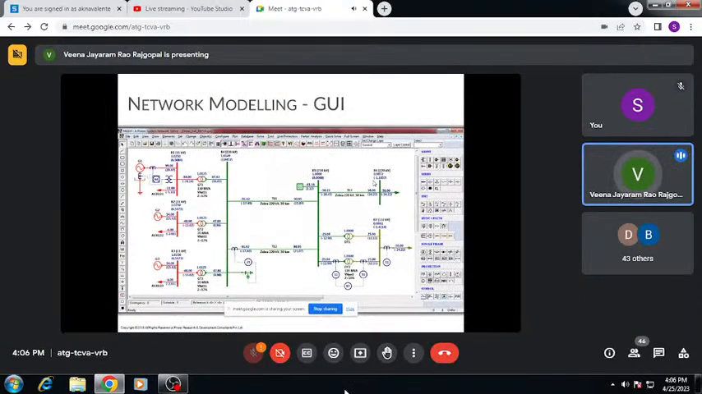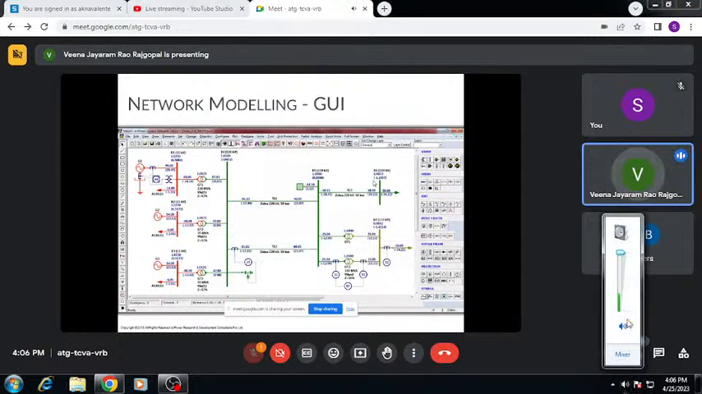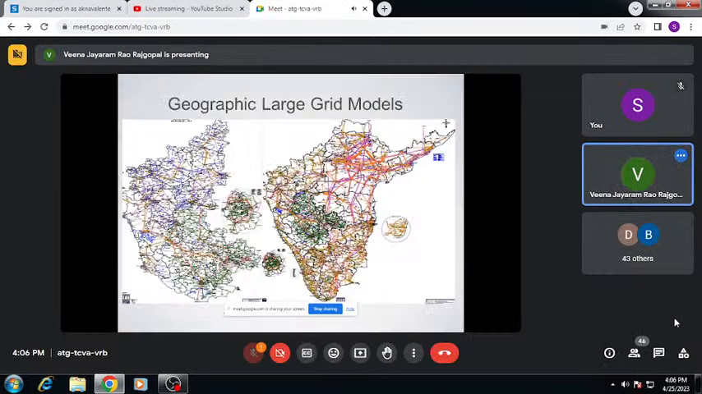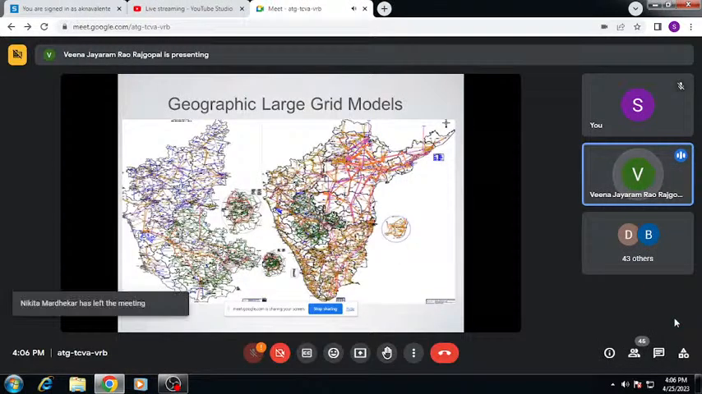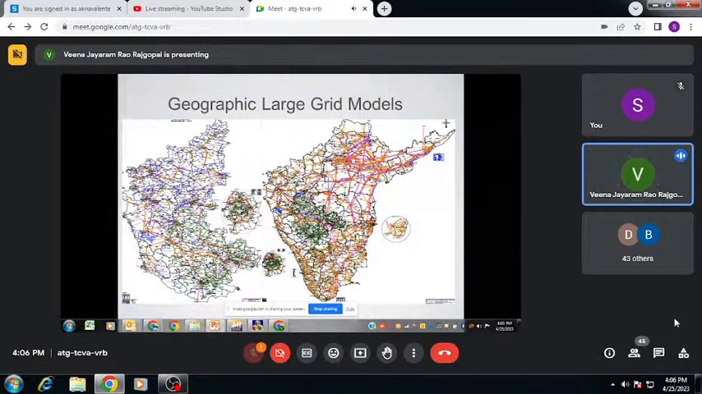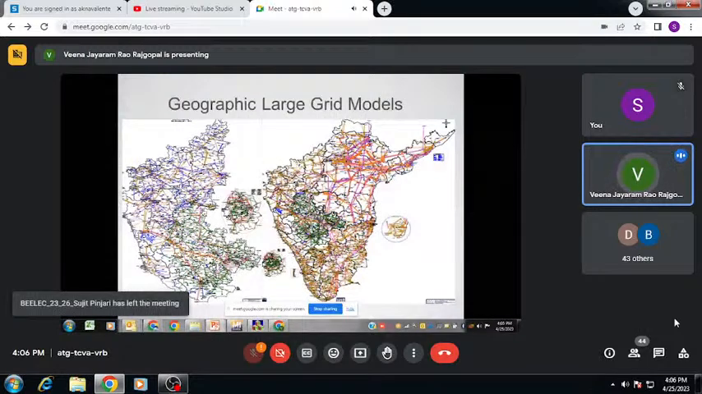You have a generator representation, and then you have the lines. This is how it looks normally, even in your textbooks or whatever analysis you do. Okay, so that is one way of representation of the system. Here, in MyPower, you can create networks of this complexity as well.